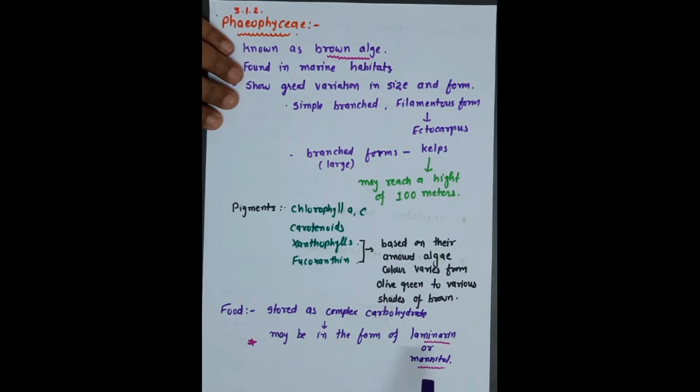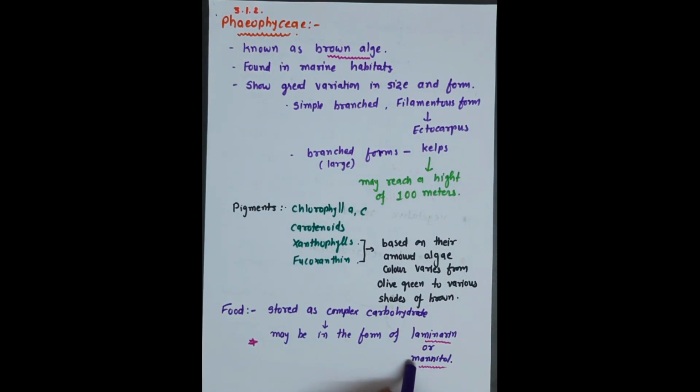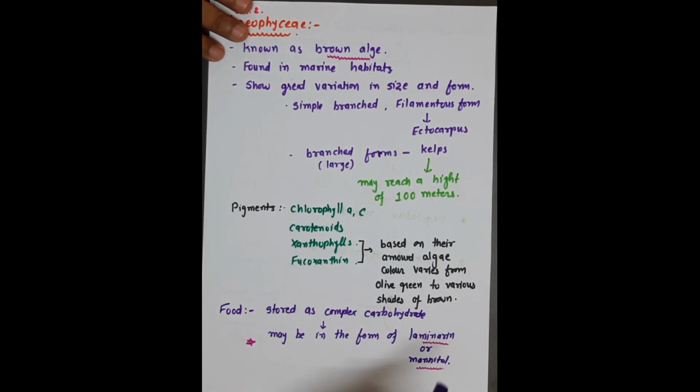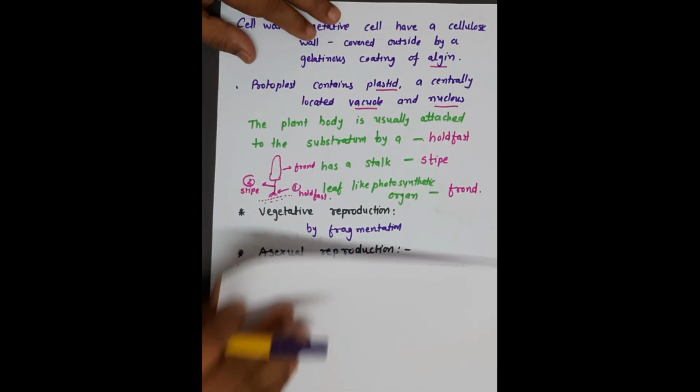Remember that food is stored in the form of, this is most important, laminarin or mannitol. This is most important from the NEET point of view. In Phaeophyceae, in which form does storage of food occur? Remember, laminarin or mannitol.